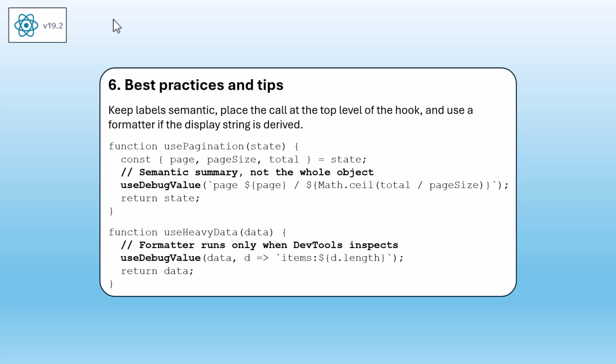Place the call to useDebugValue at the top level of your hook function, just like other hooks, so that the hook rules are respected. Remember, this is purely development tooling. It doesn't affect production behavior, logic, state transitions, or rendering. It's orthogonal to the core functionality of your hook.